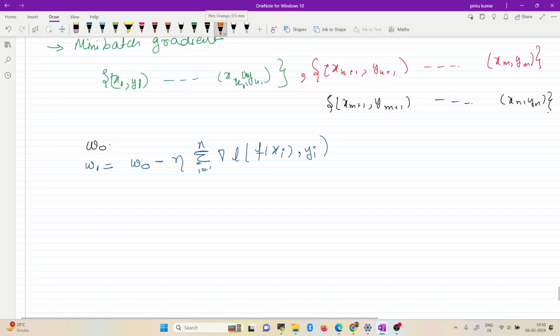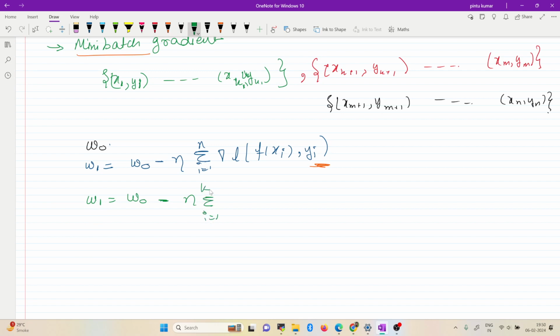Now rather than doing this, what happens in mini batch gradient descent is, in the first step, you will do w1 equals w naught minus eta times the summation i from 1 to k only. Rather than taking all the points, you are taking only the first k points. Because we took a mini batch from the complete training data set, this is called mini batch gradient descent.